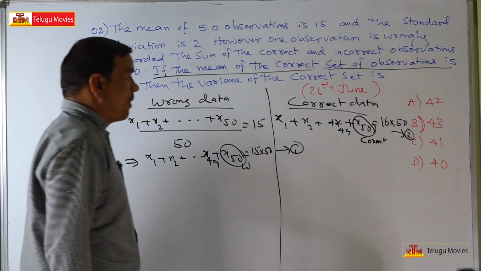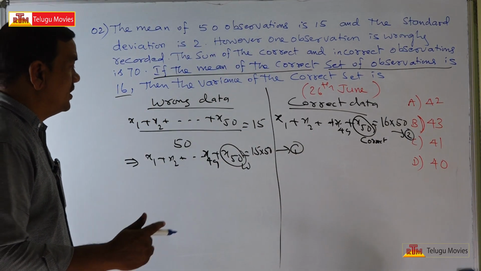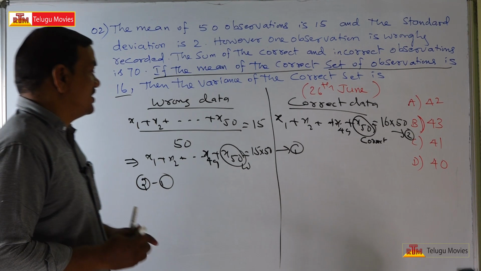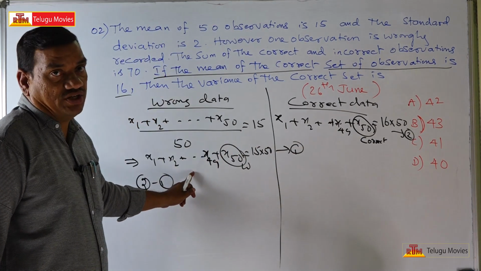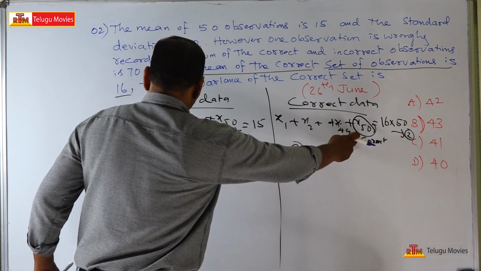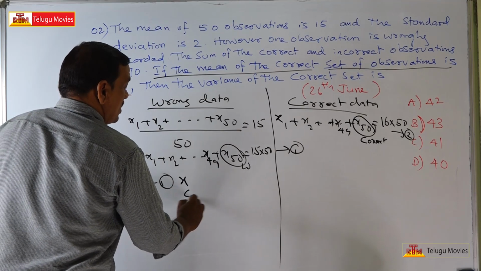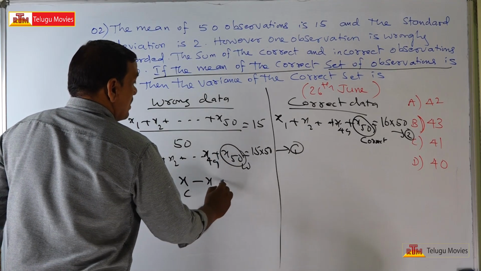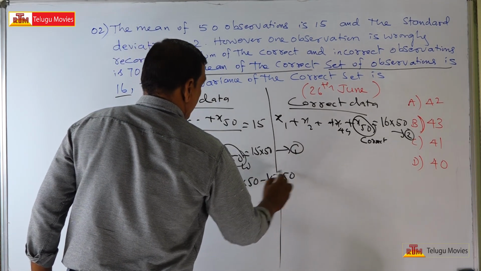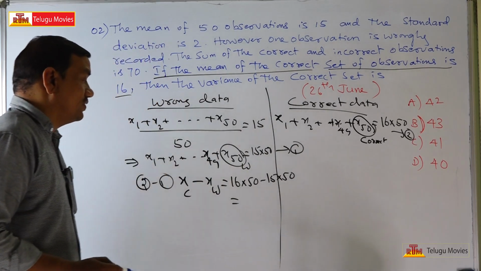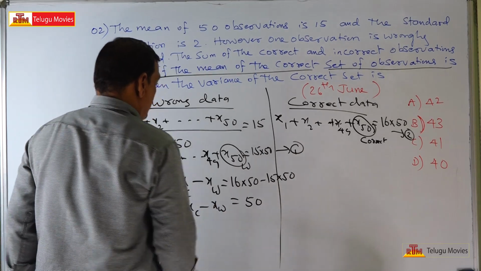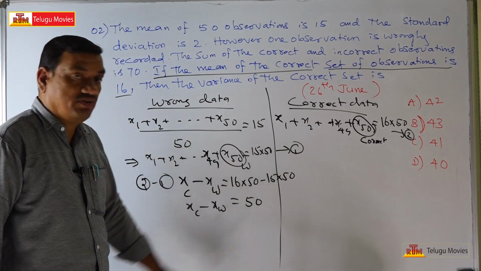This is the second equation. Now what you have to do is second minus first. If you do second minus first, all will get cancelled. So the correct observation minus the wrong observation is equal to 16 into 50 minus 15 into 50, which is equal to 50. So the correct observation minus the wrong observation is 50.